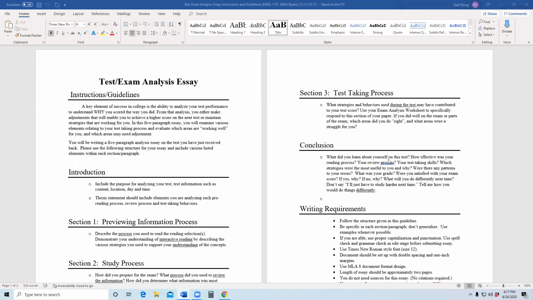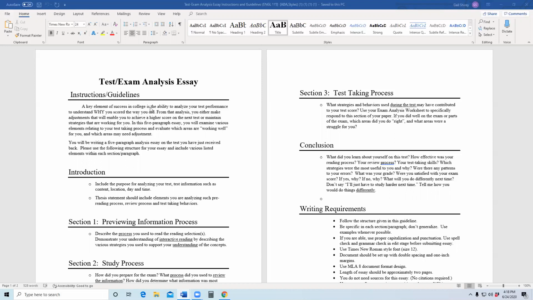So for the test exam analysis essay, what you're going to be doing is basically writing an essay about your test performance. Not only just the test performance, but how did you prepare for the test. It's really a type of reflective writing, but an analysis of what you did right, what worked for you, but also to identify any areas that maybe need improving or changing in how you approach testing or taking the test. So for this essay, the instructions, as you know, are on Moodle.